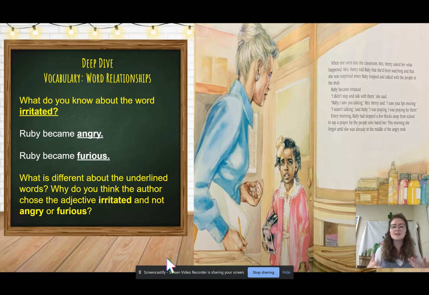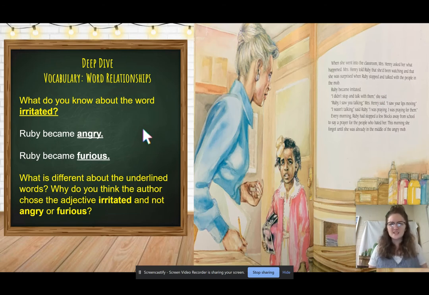So we're going to be talking about word relationships. Now, remember, there are words that can have similar meanings, but some words have stronger meanings and some words have weaker meanings, and then some words are kind of in the middle of a strong and a weak meaning. All right, so let's look at this sentence in the text. Mrs. Henry told Ruby that she'd been watching and that she was surprised when Ruby stopped and talked with the people in the mob. Ruby became irritated.